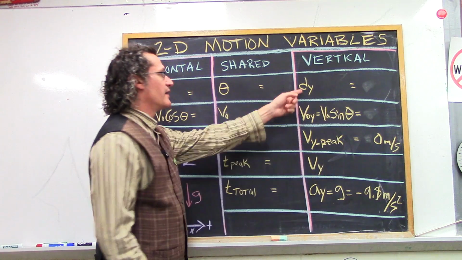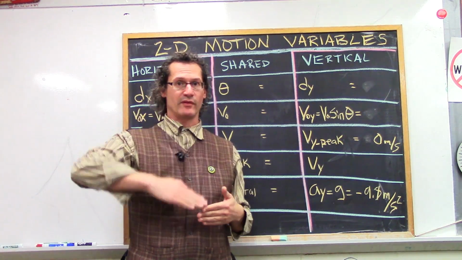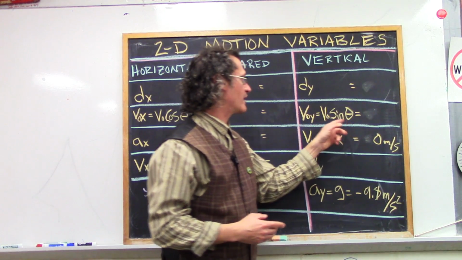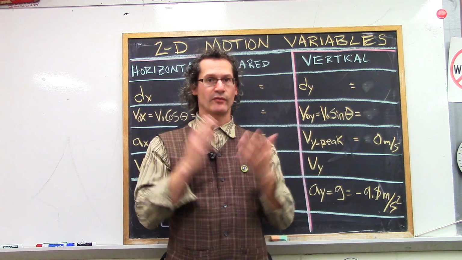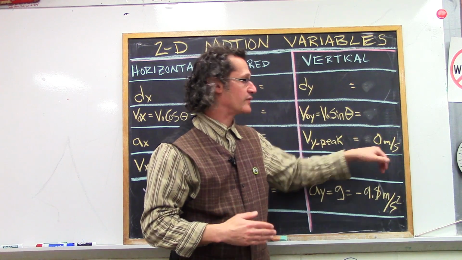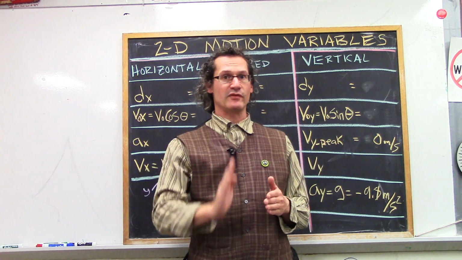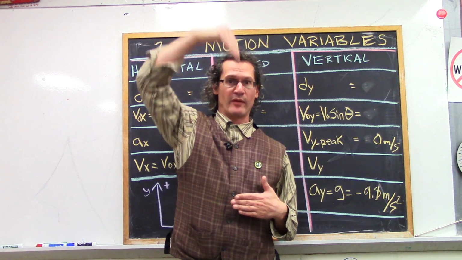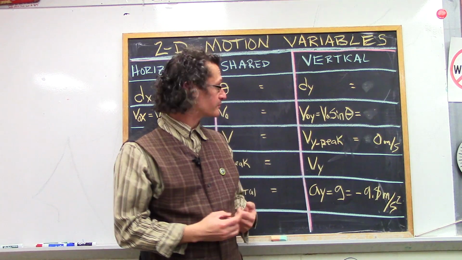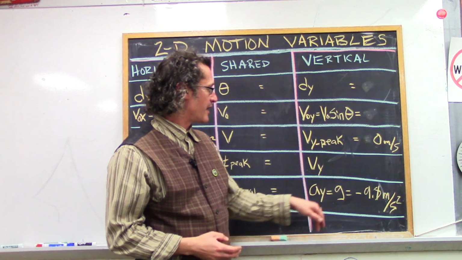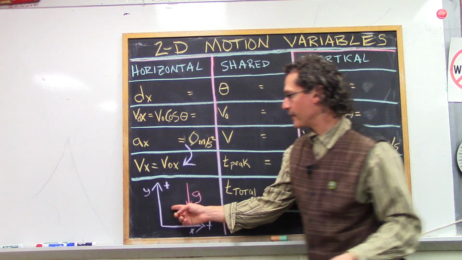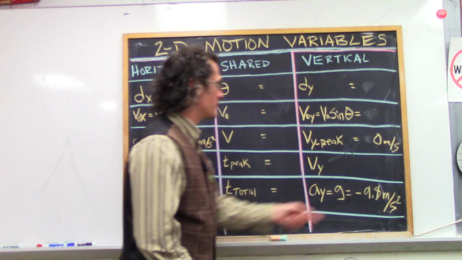On the vertical side, dy is just the height of the object relative to the launch point at any moment. V naught y equals v naught times the sine of the angle. This is the initial starting vertical velocity. Vy peak is where we filled in this value of 0 meters per second because Vy will be slowing down as it ascends until it gets to that point where it descends. And then Vy will be the velocity at any moment, maybe at the end if we want to look at it. And Ay is equal to g, which is the acceleration due to gravity. And relative to this coordinate system here, it's negative 9.8 meters per second squared.